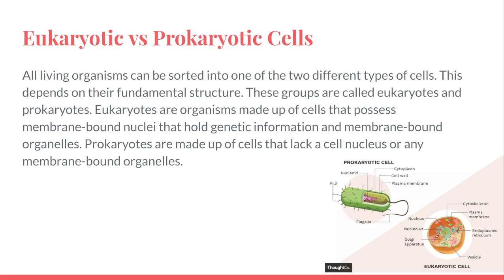At the bottom right, you have a eukaryotic cell, which in this case is an animal cell. We have the cytoskeleton, plasma membrane, endoplasmic reticulum, vesicle, the Golgi apparatus, the nucleolus, and finally the nucleus.